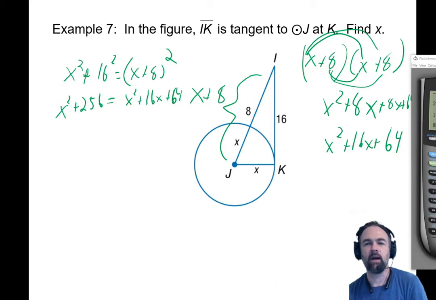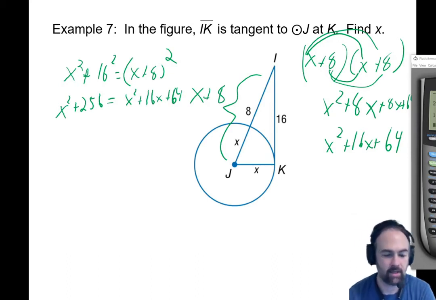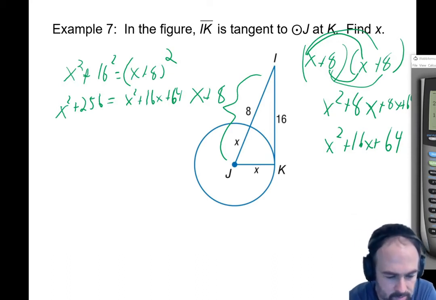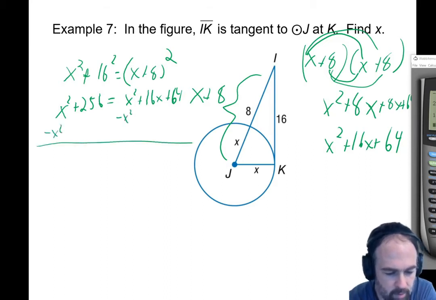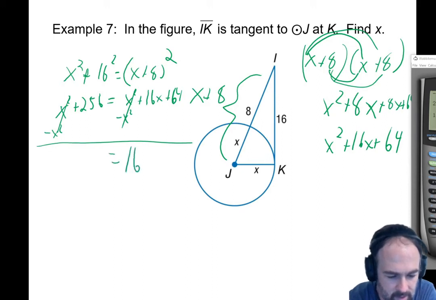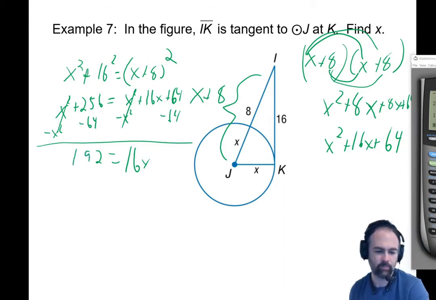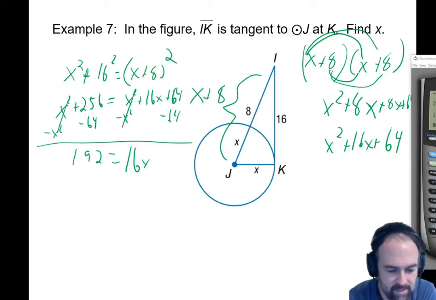Okay, now it looks like I got x squareds on both sides. I'm going to go ahead and subtract this x squared, meaning that those guys are going to cancel out. I'm going to leave the 16x here on the right, and I'm going to subtract 64 on both sides. That's going to leave me with 992. Now we're going to divide both sides by 16, leaving me with x.